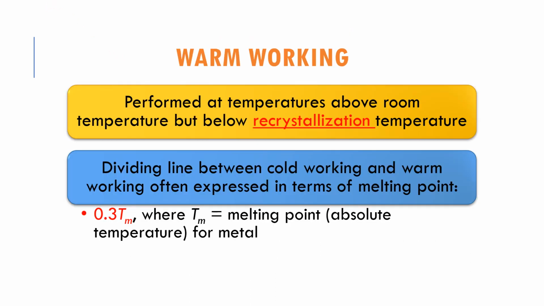Warm working is performed at a temperature above room temperature, but below the recrystallization temperature of the work material. The dividing line between cold and warm working is expressed in terms of melting point, which is 0.3 times Tm. When the temperature is above 0.3 of the melting temperature of the work material, it is considered warm working.